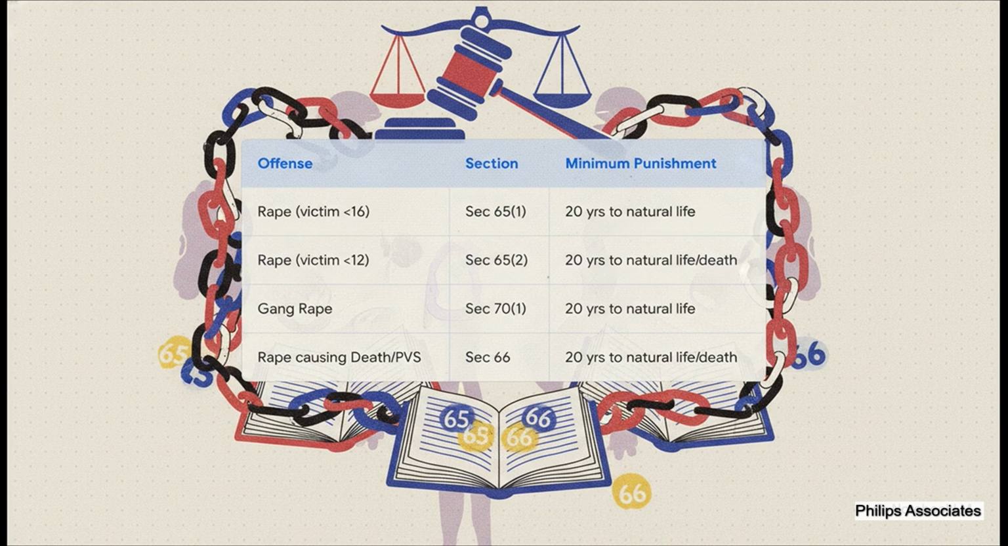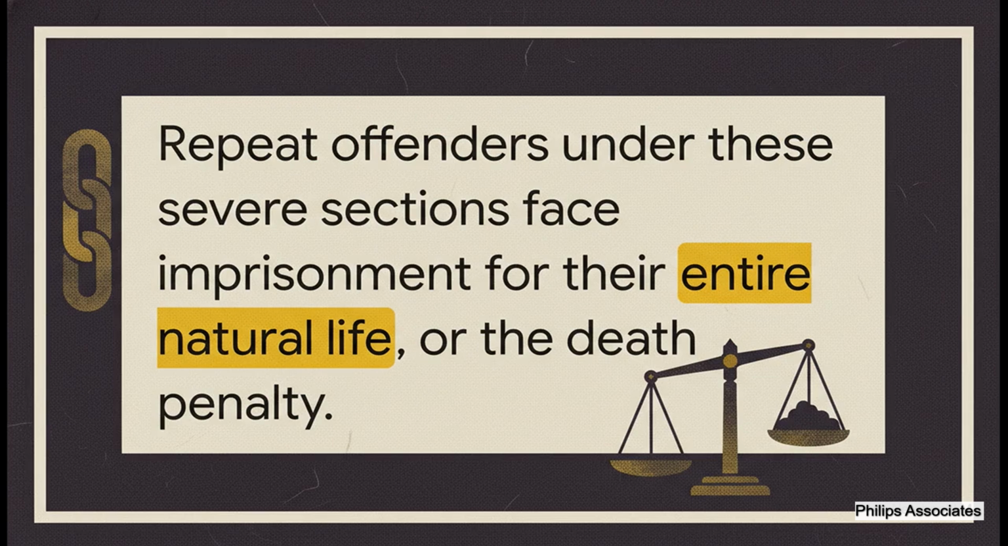Then you have Section 70 for gang rape. That also carries a minimum of 20 years to life. And finally, Section 66. This one deals with the absolute gravest outcomes. If the assault causes the victim's death or leaves them in a persistent vegetative state, the death penalty is again on the table.